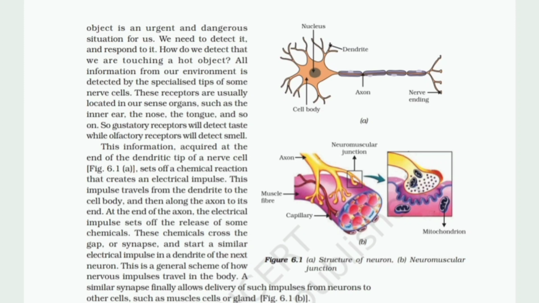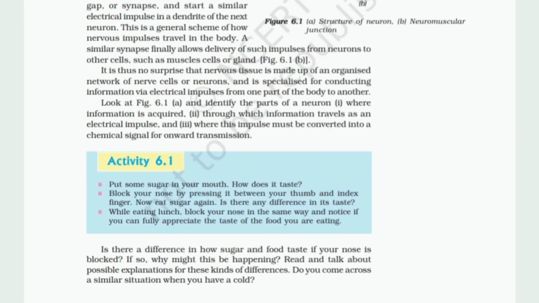A similar synapse finally allows delivery of such impulses from neurons to other cells, such as muscle cells or gland, figure 6.1b. It is thus no surprise that nervous tissue is made up of an organized network of nerve cells or neurons, and is specialized for conducting information via electrical impulses from one part of the body to another. Look at figure 6.1a, and identify the parts of a neuron: 1, where information is acquired, 2, through which information travels as an electrical impulse, and 3, where this impulse must be converted into a chemical signal for onward transmission.